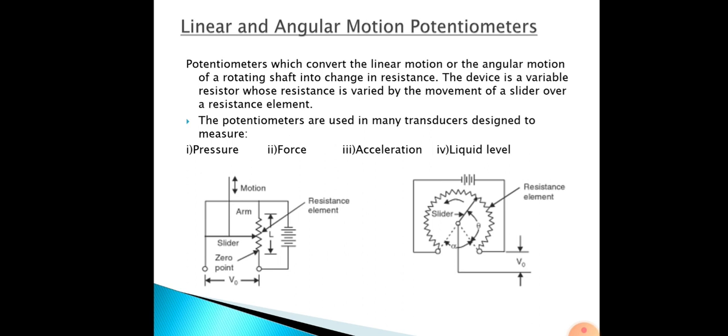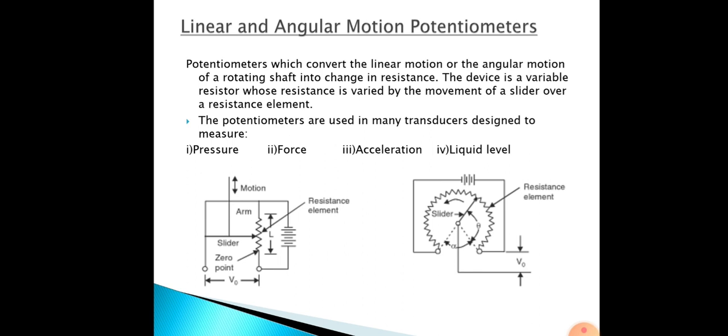So what does linear and angular potentiometer mean? It is a potentiometer that converts the linear motion or angular motion of a rotating shaft into a change in resistance. You can see in the diagram, the angular potentiometer, the second diagram, there is a slider. As the slider moves on that resistance, it changes the resistance of that material. Like that, the linear and angular motion potentiometer works. These potentiometers are used in many transducers designed to measure pressure, force, acceleration and liquid level.